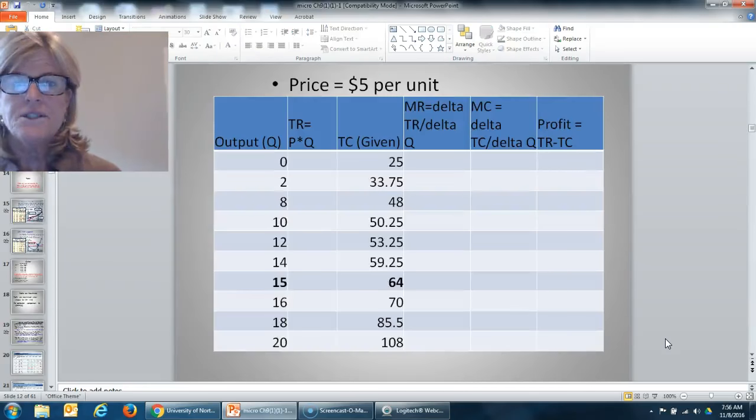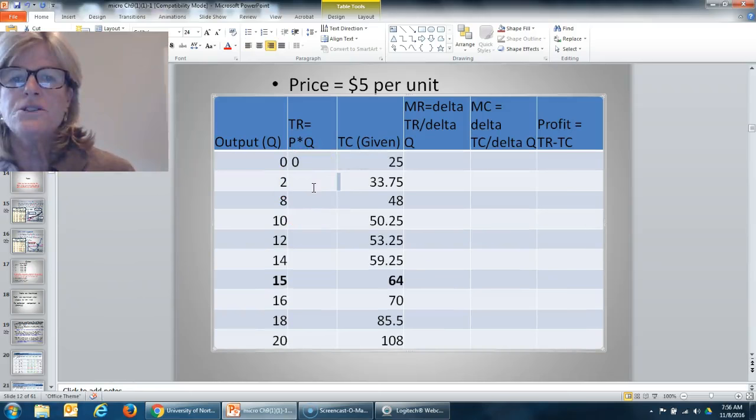Let me show this to you. All right, so we need to be able to do this both numerically and graphically. You have to know it both numerically and graphically. So let's get into the numbers here. All right, so we got a price of $5 per unit. What's total revenue when output is 0? Total revenue is also 0, isn't it?